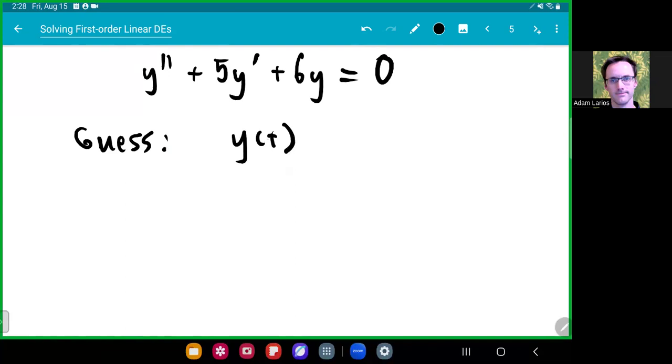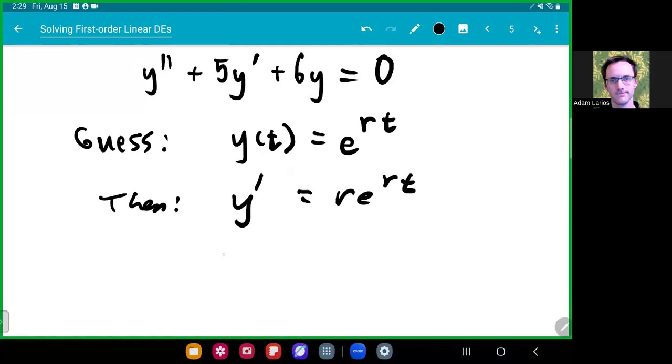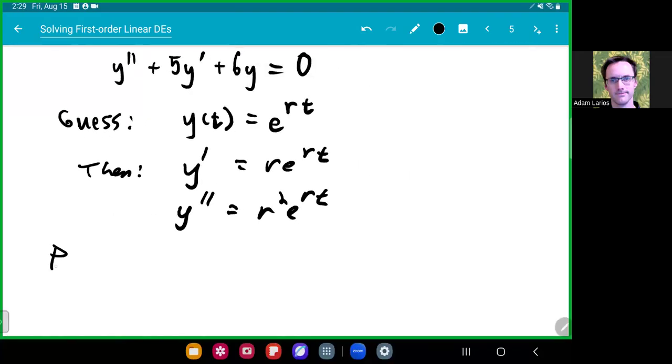Without being too clever, let's just reuse our previous guess for the problem a little while ago, which is e to the rt in this case. So we're checking this thing. y prime is equal to r e to the rt. And now we need y double prime to be r squared e to the rt, using the chain rule again. And we plug in.